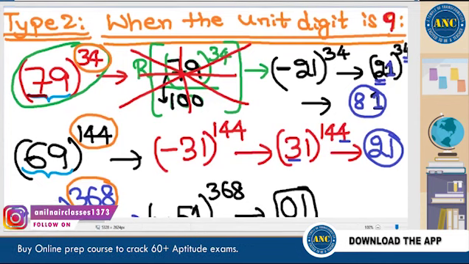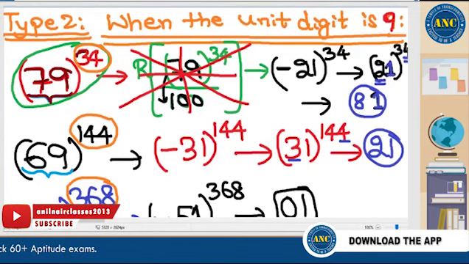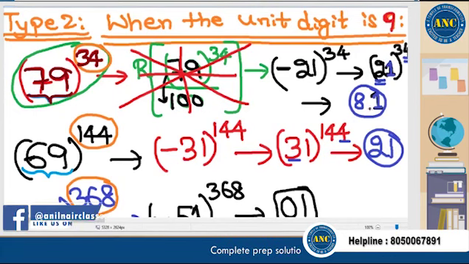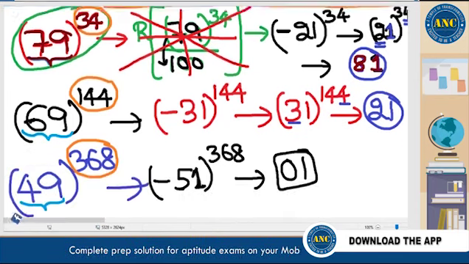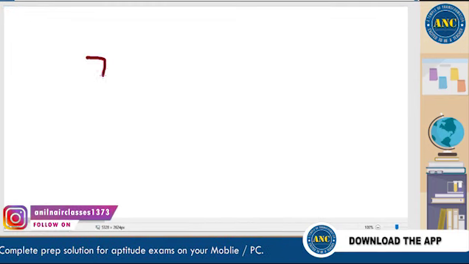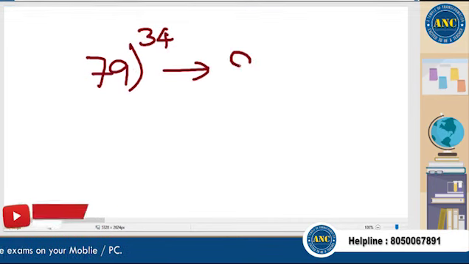Now, see here. 79 to the power of 34. Let me take the same question. 79 to the power of 34. What are the last 2 digits which I got? I got it as 81. I will write it here once again. 79 to the power of 34. I got the last 2 digits as how much?